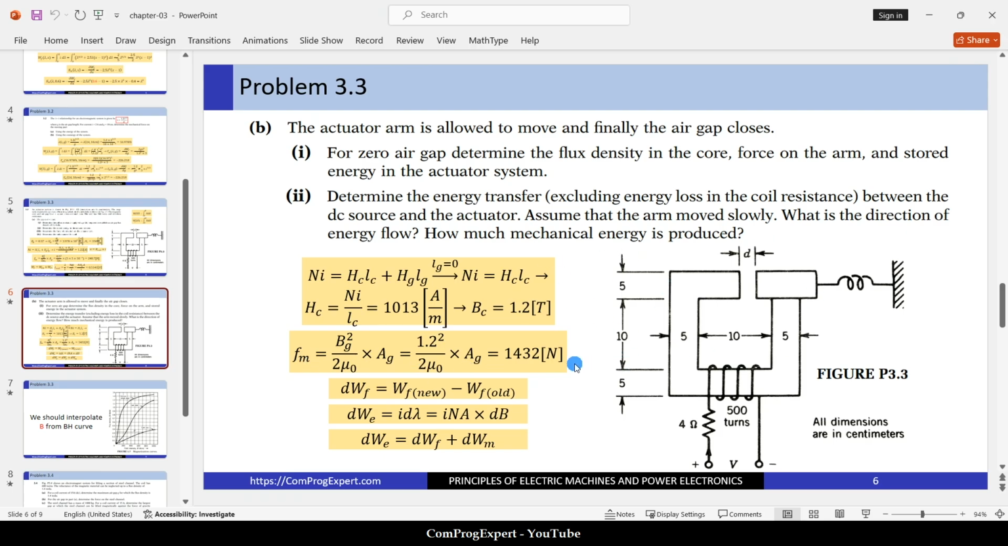So now let's solve the next part. Determine the energy transfer, excluding energy loss in the coil resistance between the DC source and actuator. Assume that the arm moved slowly, so the value of the current remains constant considering this condition. What is the direction of the energy flow? How much mechanical energy is produced?